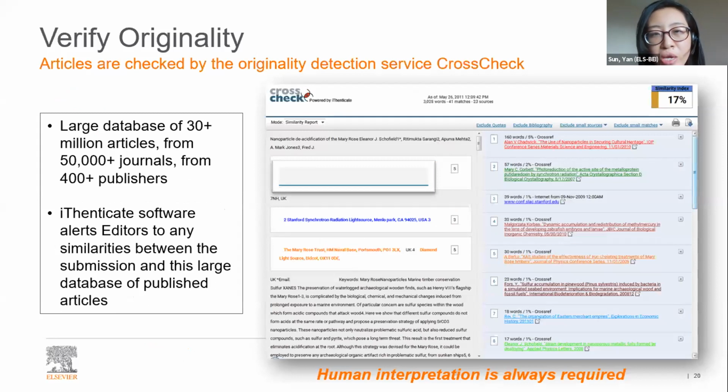This is just a quick screenshot of how the CrossCheck report would look. This is the tool we use for every article. Upon submission, we already generate a CrossCheck report to check the similarity rate of your article. It will show the duplicated parts with already published articles and is provided to editors for decision. But be aware that human interpretation is always required. We don't really look at the number, and sometimes authors ask, is 20% acceptable or 15% acceptable? It's not always the case. We always rely on editors' interpretation and decision.